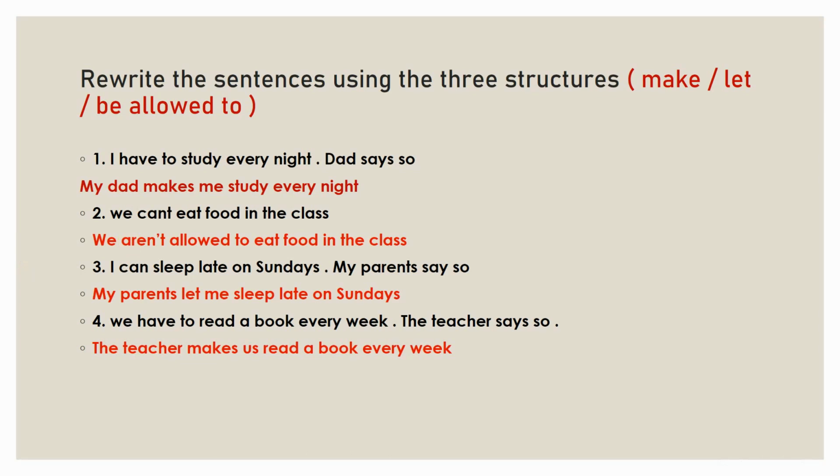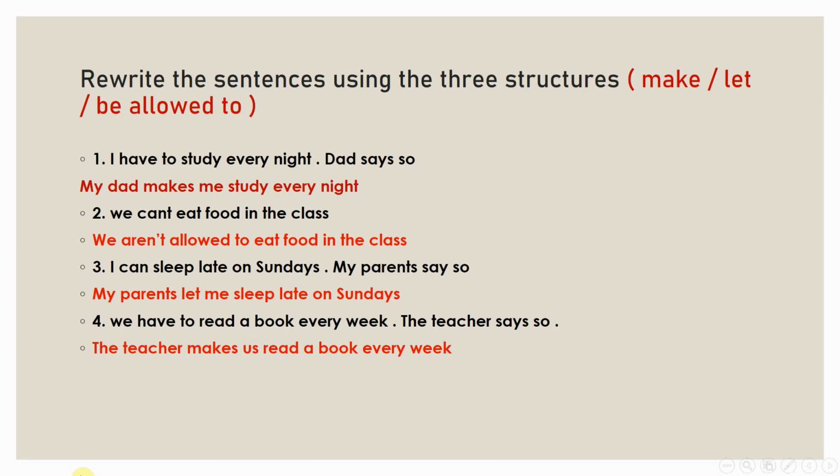Here we have are. Why are? Because we have we. And are is followed by allowed. And allowed is followed by to plus the infinitive. So in this sentence, we can't use make because it's not an obligation. We can't use let because there is no permission to do something. So the best structure is allowed to.